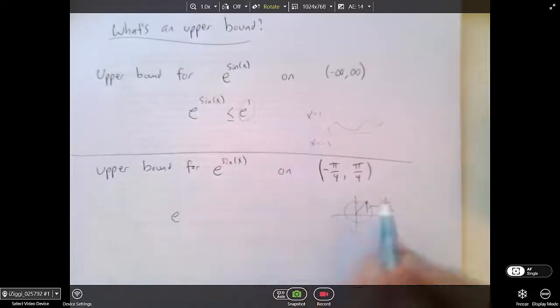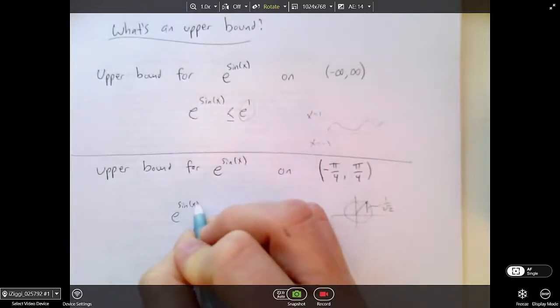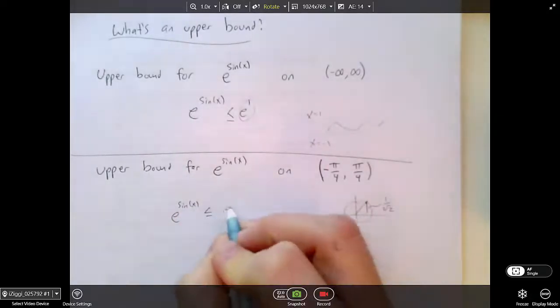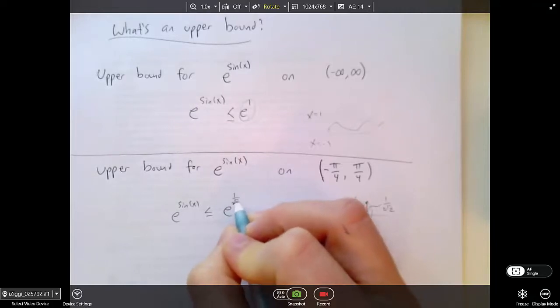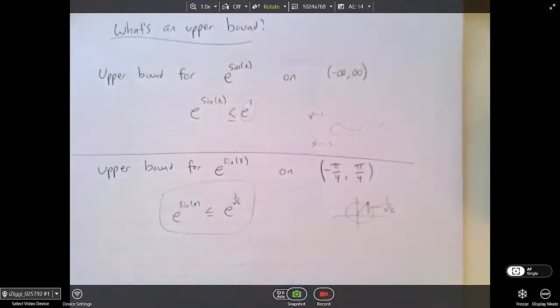So what that means is that on this interval, e to the sine x is bounded above by e to the 1 over root 2. So that would be a good answer for our upper bound. You might be wondering, why have the concept of an upper bound?